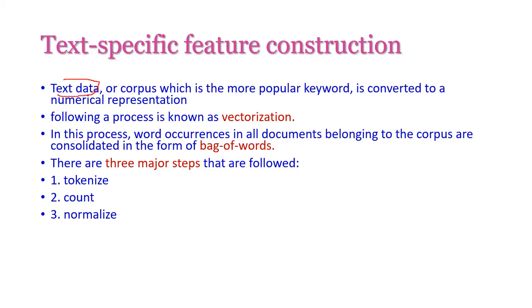In the text data, the most popular keywords are converted into a numerical representation, and this process is called vectorization. Here all the words which occur in the document are consolidated to form a bag of words. The consolidated words will form a bag of words, and there are three steps here. First one is tokenization, second one is count, and third one is normalization.